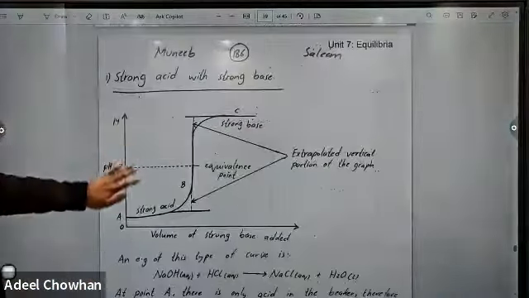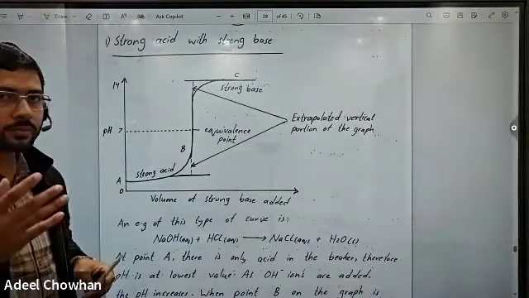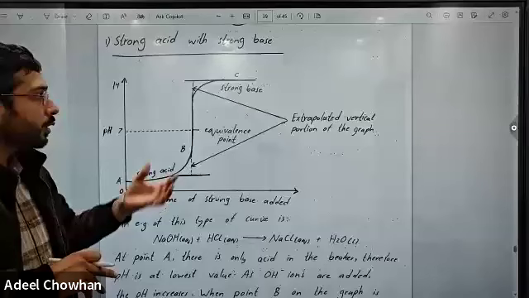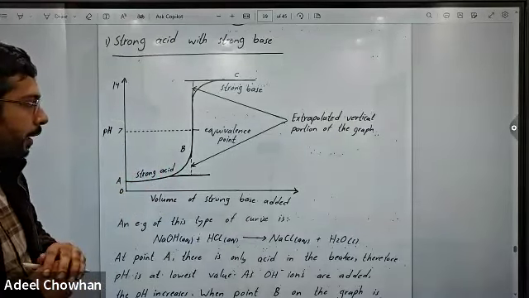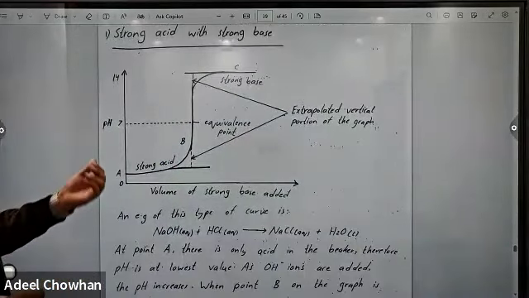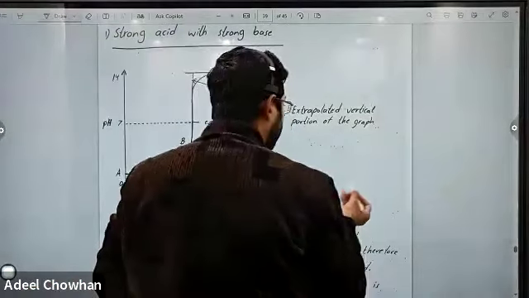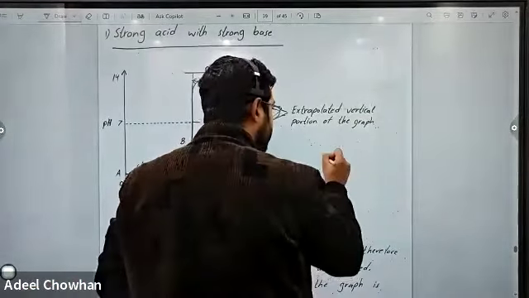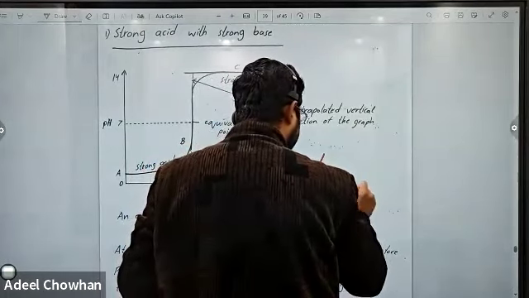So let's start from here, the reaction of the strong acid with a strong base. All right, now we have the acid and we have a base. Basically, this reaction is being carried out when initially there was only acid in the conical flask. We know the shape of the conical flask is like this.